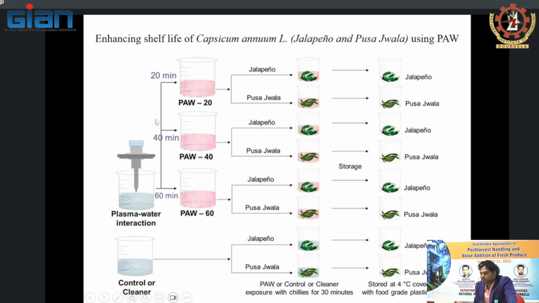We make plasma first and we allow the reactive species, the electrons, singlet oxygen or other reactive species which are produced by the plasma, to get dissolved in the water. So we continuously allow the plasma gas to come in contact with the water. Using a bubbler, we enhance the rate of dissolving of these reactive species into the water. Once it is activated for 20 minutes, 40 minutes and 60 minutes, we take the plasma activated water and dip the green chili in it for a few seconds and then remove it.